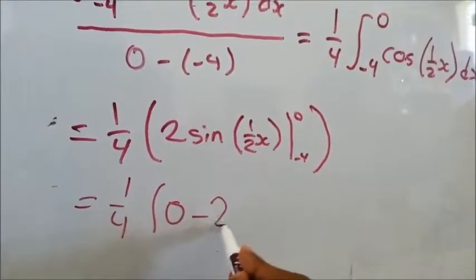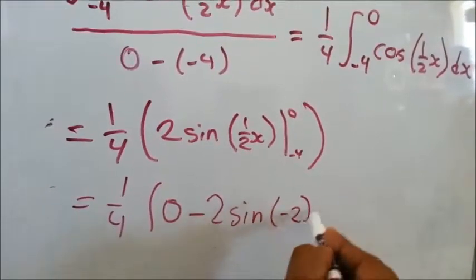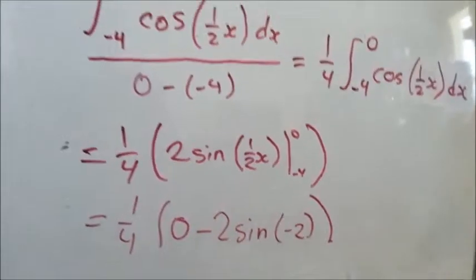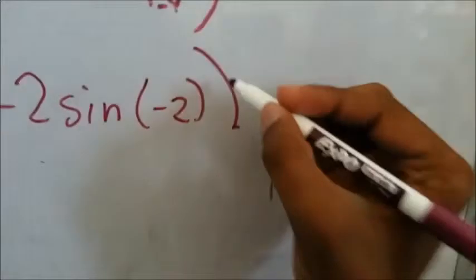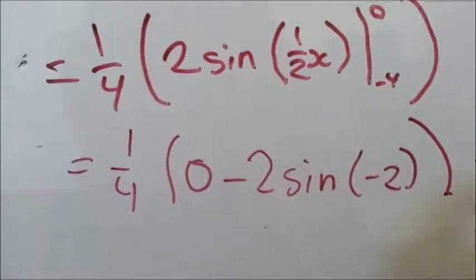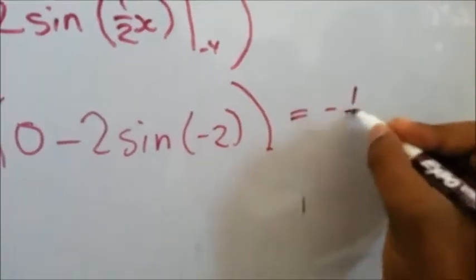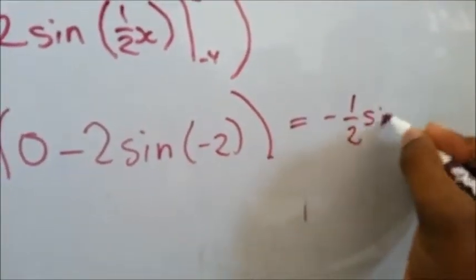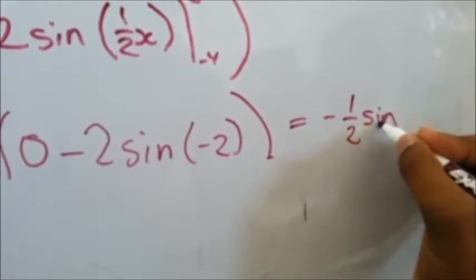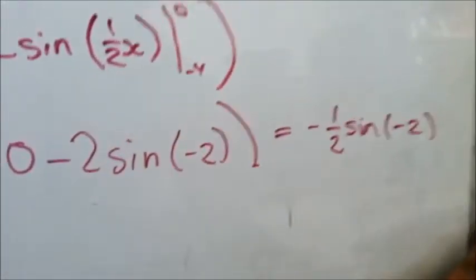Then let's distribute the 1/4. 1/4 times 0 is just 0. So 1/4 times -2 sine of -2 is going to be -1/2 sine of -2. So we finally come to a relatively simplified answer.